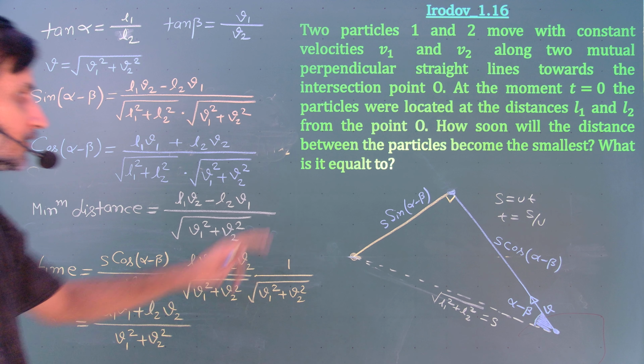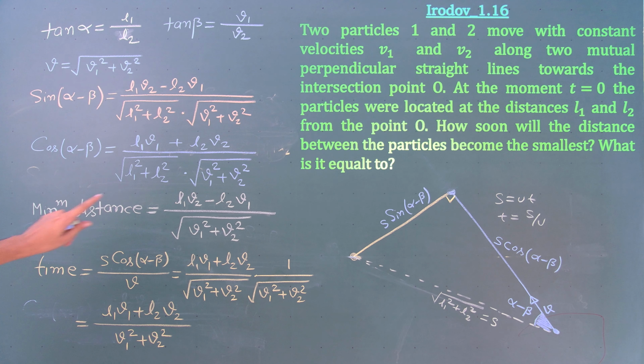So the question asked two parts. What is the minimum distance? This is the minimum distance, and at what time will this minimum distance occur? The time is this. So this is the answer.